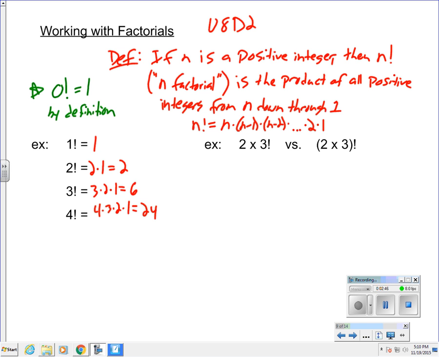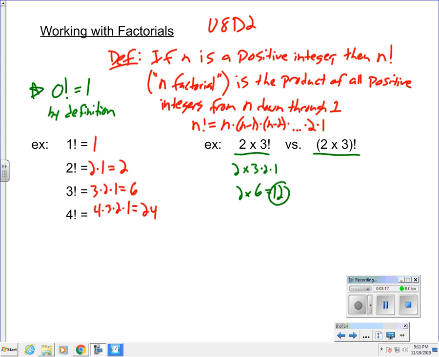So one important thing about using the factorial is grouping. So factorial only applies to the term it's attached to. So these two things look similar, (2 times 3) factorial or 2 times 3 factorial. So the notation is what makes this difference. This is saying 2 times 3 factorial. So 3 times 2 times 1. Right, so that would be 3 factorial is 6. That would be 2 times 6, and that's 12.